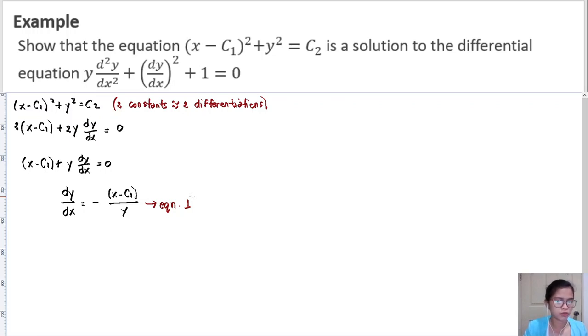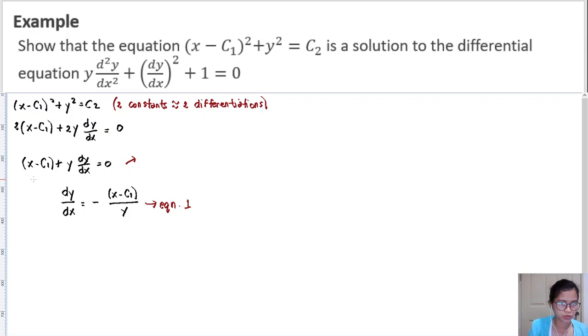Then how about the second order derivative, the d squared y over dx squared? Actually, you can use this equation to find d squared y over dx squared, but as you can see, we have here a fraction, and if we are going to differentiate this, we are going to use the quotient rule, but it's a bit difficult. And if you can see, this equation is just the same as this one. So actually, we can use this equation to get the second derivative.